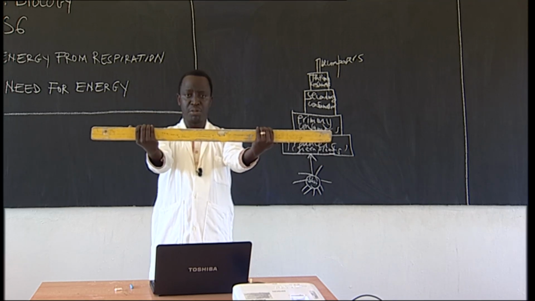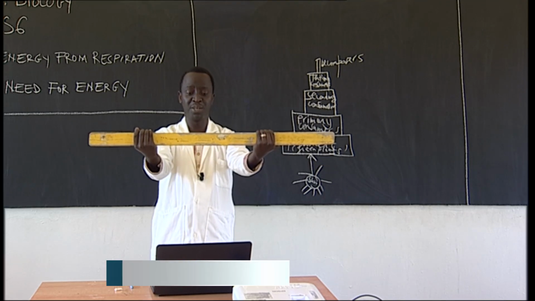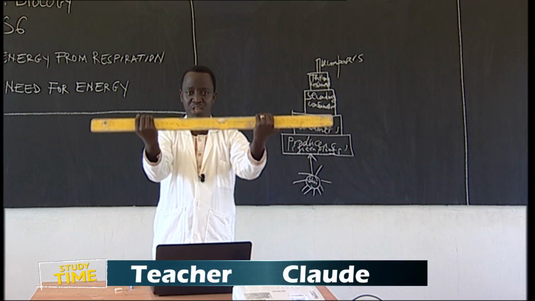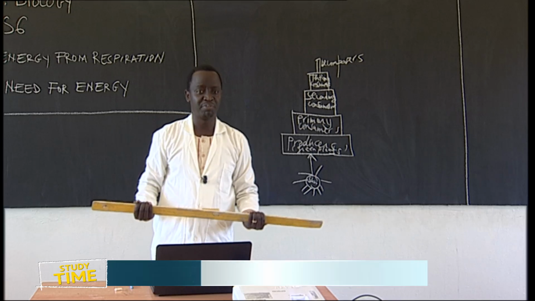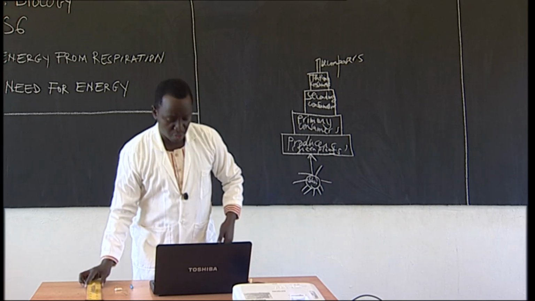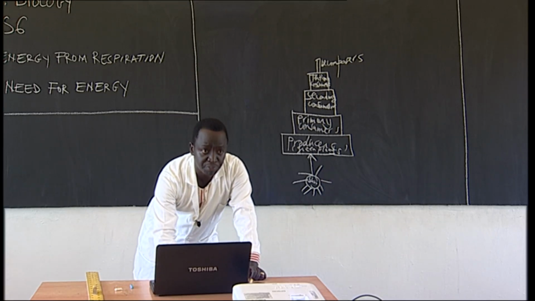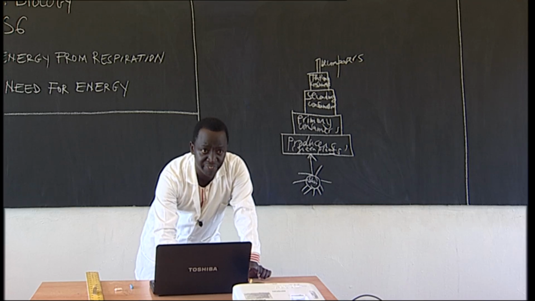This is my position. So I take this ruler in my hand. Then the ruler remains here. So I use energy. The energy I'm using is what you call potential energy. Are you getting it like this? Here we have also what you call kinetic energy. You see?